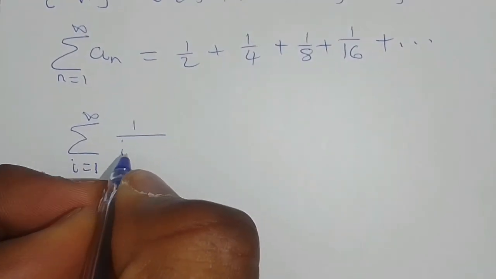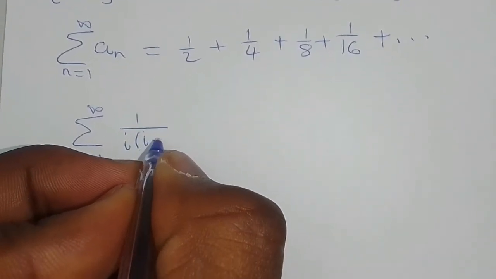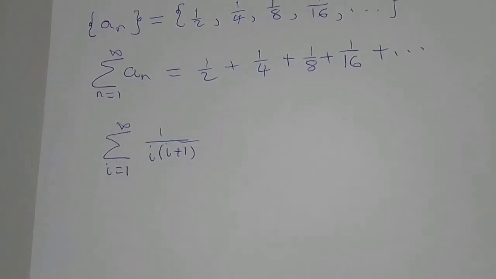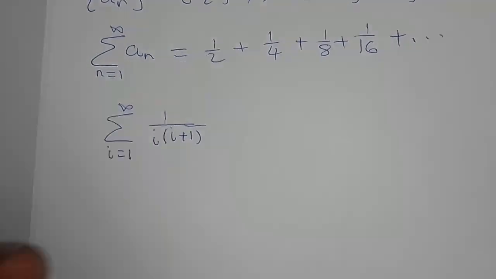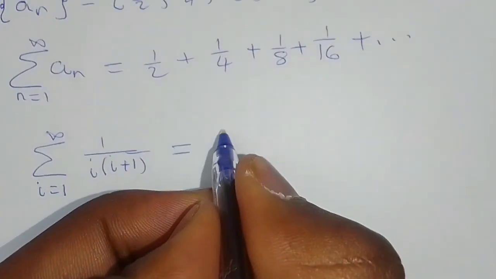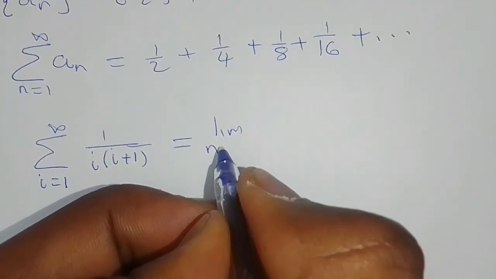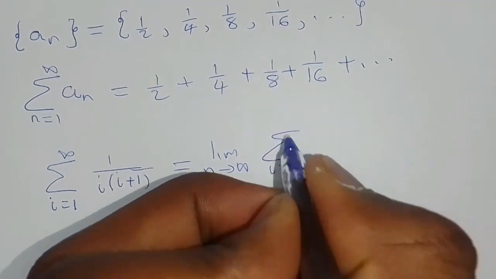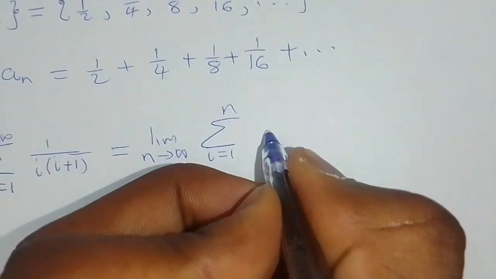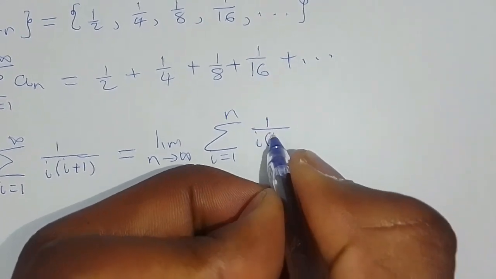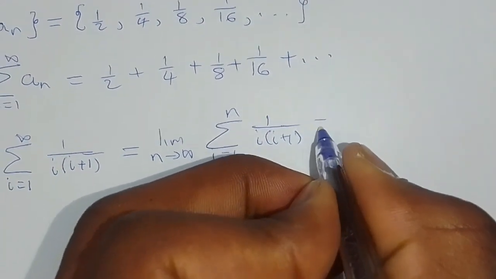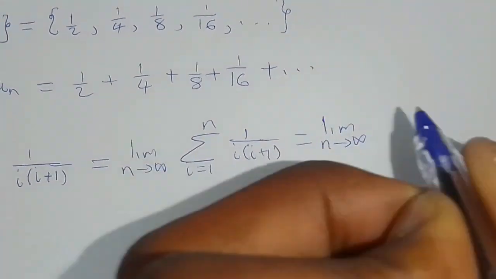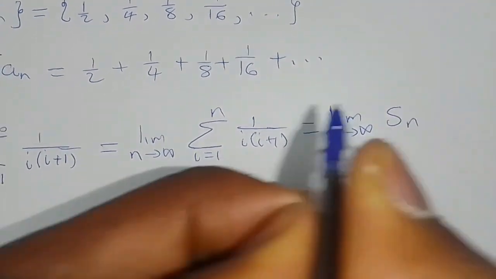So let's say you have this type of series. What will you do if you are asked to evaluate this? Obviously this will be the limit when n goes to infinity of the summation, where i equals 1 to n, of 1 over i times (i plus 1). And if you check this, this will be a partial sum of that series. Typically we just denote it as Sn.